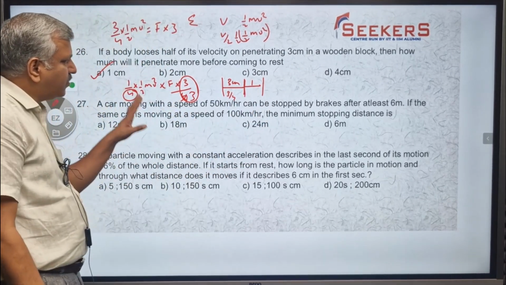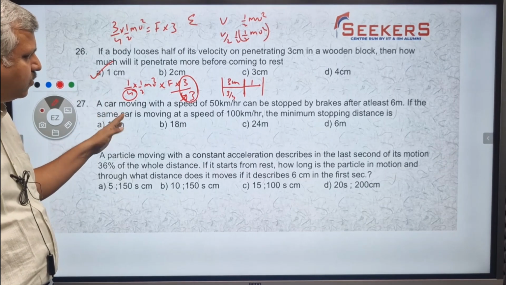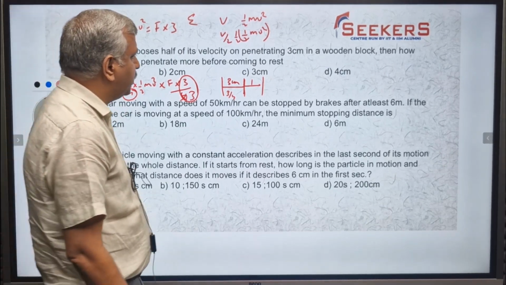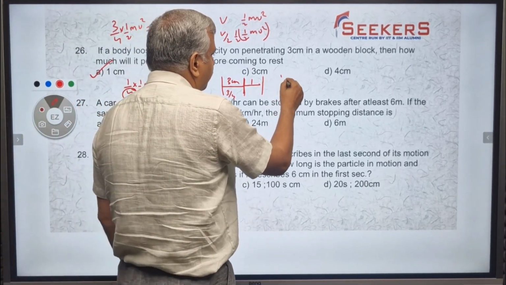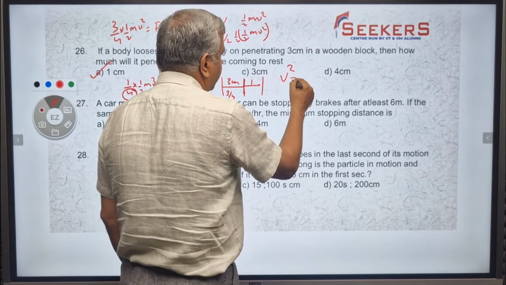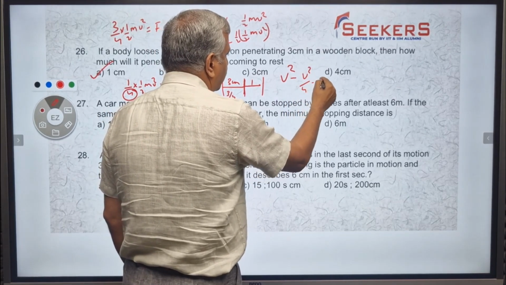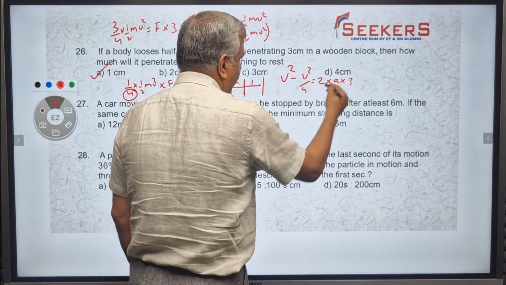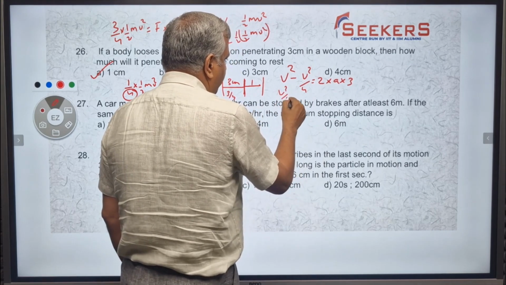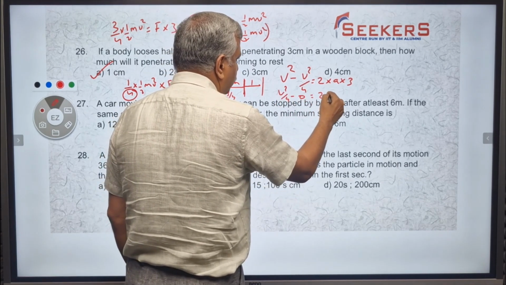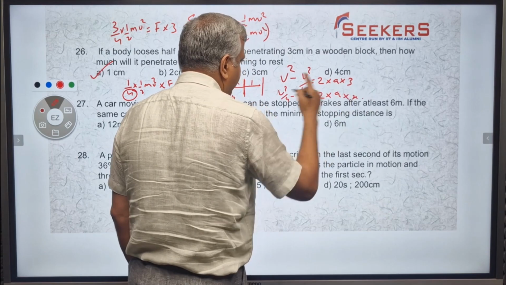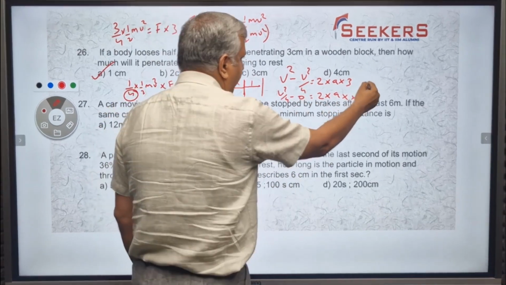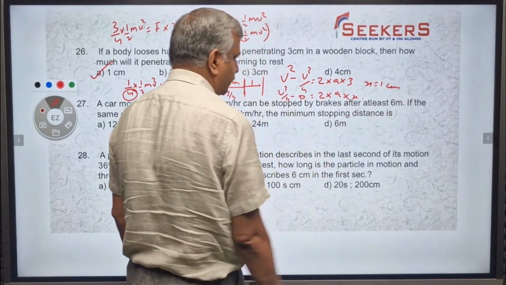Okay, these questions can be done by v squared minus u squared also. It's not a problem, we can do it. So v squared minus v squared by 4 is equal to 2 into a into 3. Then v squared by 4 minus 0 is equal to 2 into a into x. So now when you compare them, you will get x is equal to 1 centimeter.